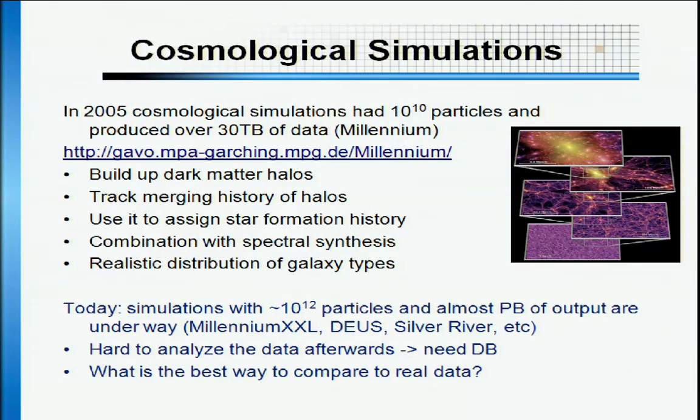So in 2005, the state of the art was the Millennium simulation, 10 to the 10th particles, and it produced 30 terabytes of data. All that data went onto a tape robot in Garching and pretty much never left. What made the difference is that Gerard Lemson took the Sloan archive framework and modified it to accommodate the galaxies derived from the semi-analytic galaxy formation and the halo catalogs, and put it into a relational database. So basically, one can now track the merging history of halos, etc., and the realistic distribution of galaxy types in this database.